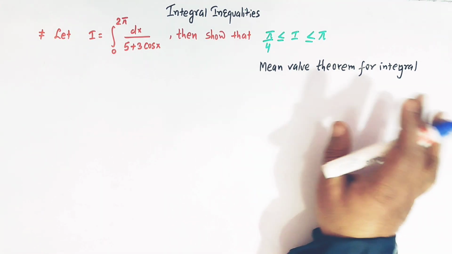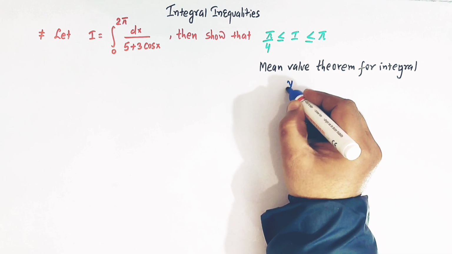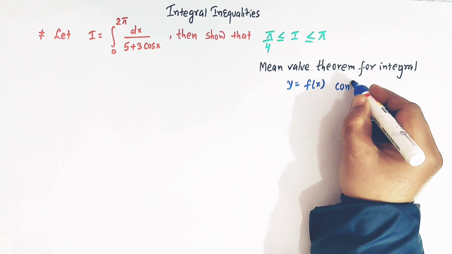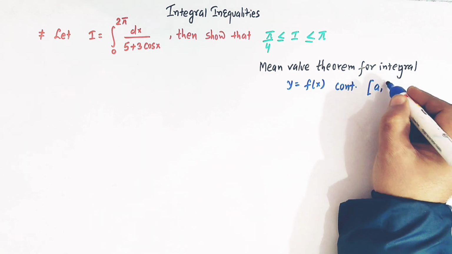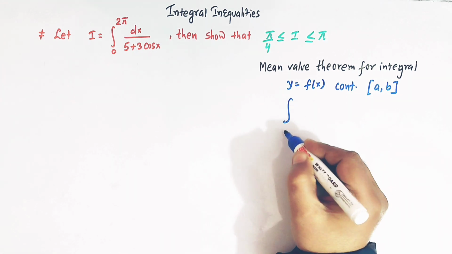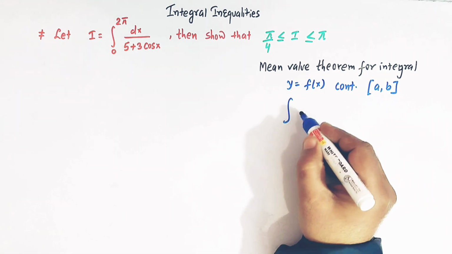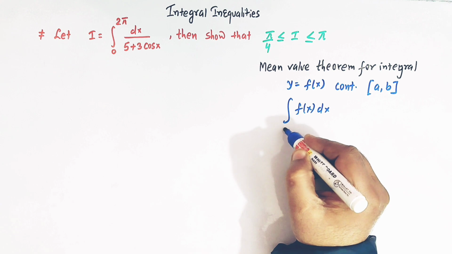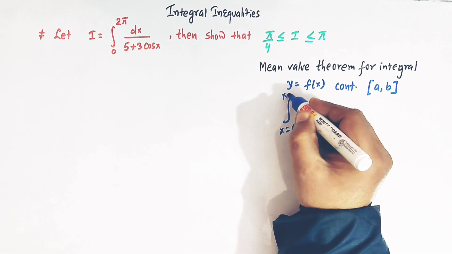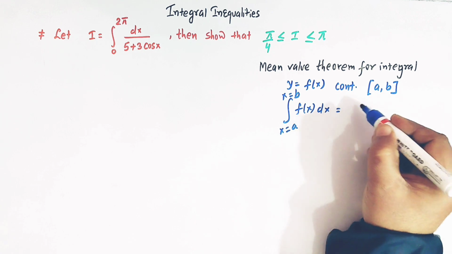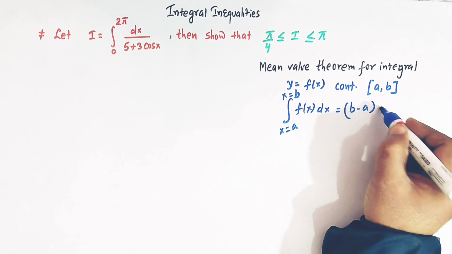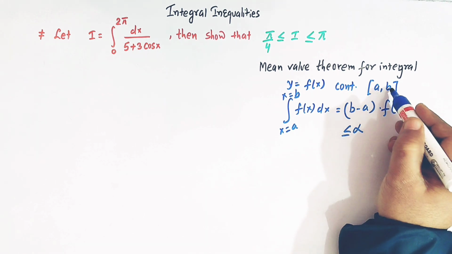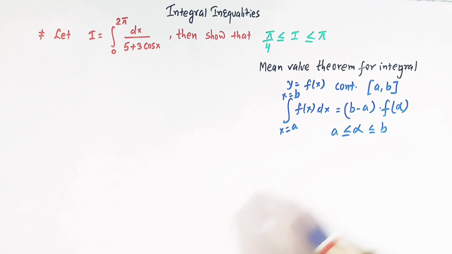So the mean value theorem for integrals says that if we have a function, say y is equal to f of x, and this function is continuous in the closed interval a comma b, then the value of the integral of f of x dx from x is equal to a to x is equal to b, is equal to b minus a times f of alpha, where alpha lies between a and b, right?